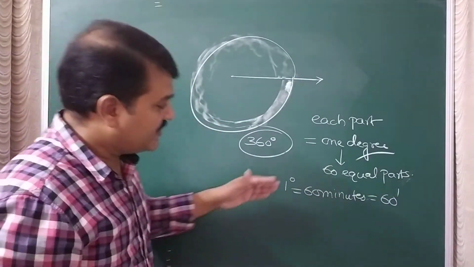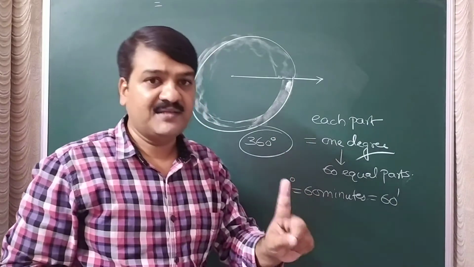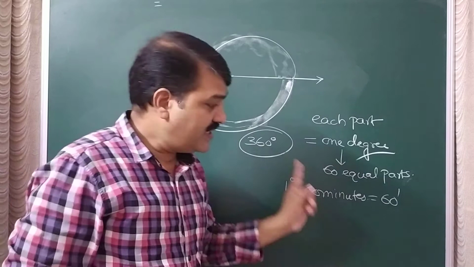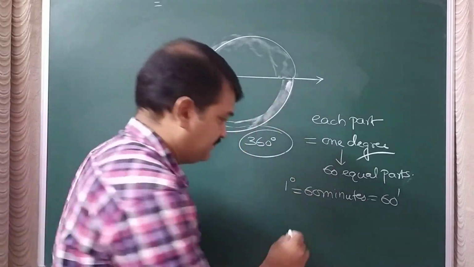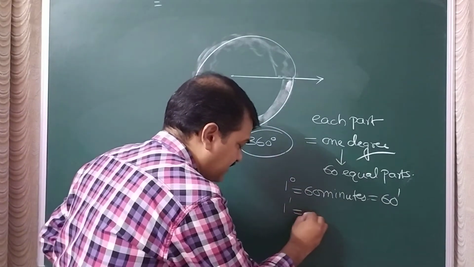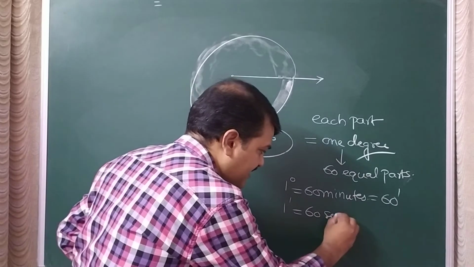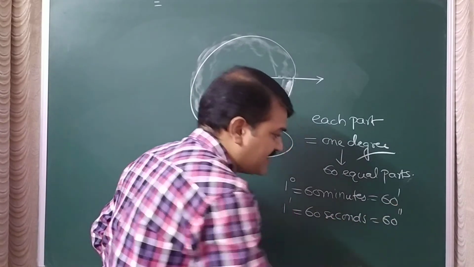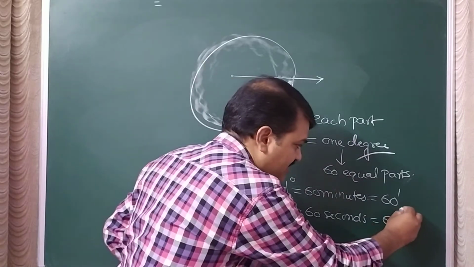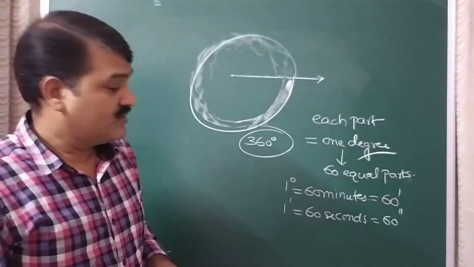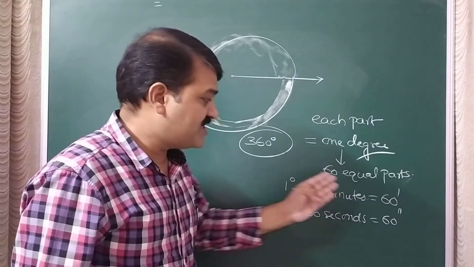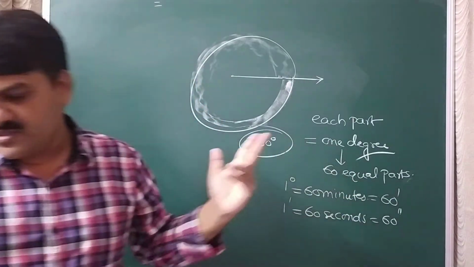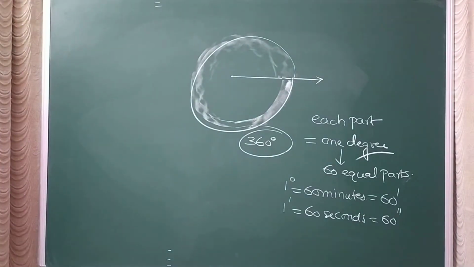Similarly, if you take 1 minute and divide it into 60 equal parts, then each part is called a second. Therefore, 1 minute has 60 seconds. The symbol for seconds is two dashes in the superscript, like this. So 1 degree has 60 minutes, and 1 minute has 60 seconds. These are the terminologies we will use.